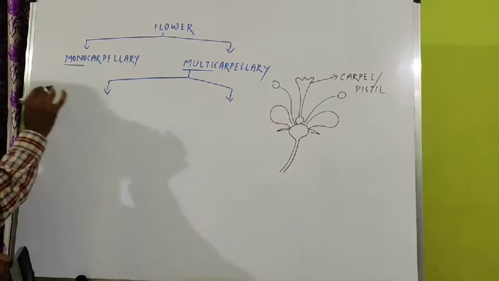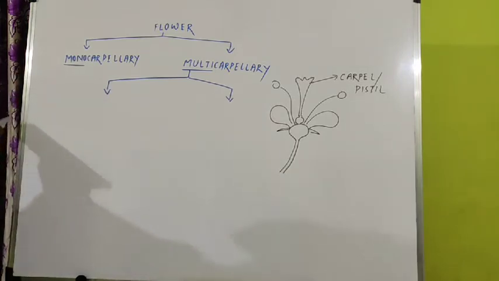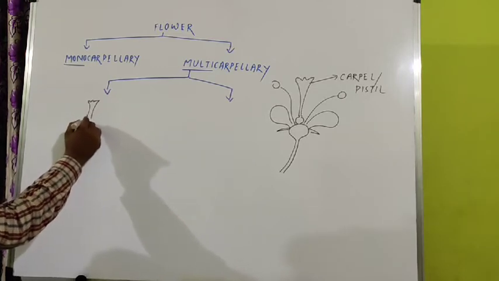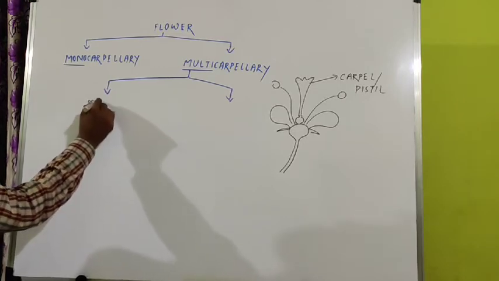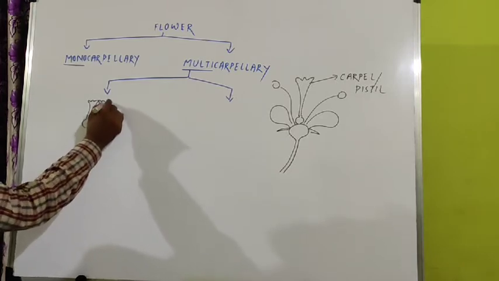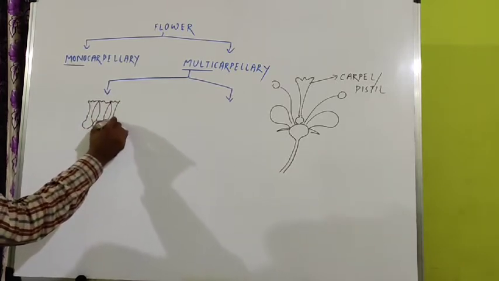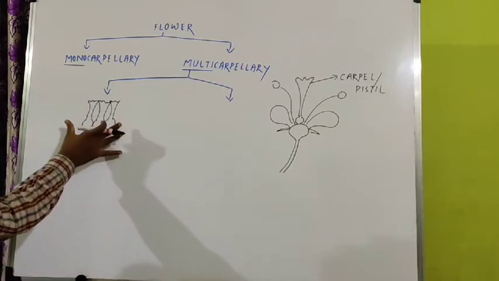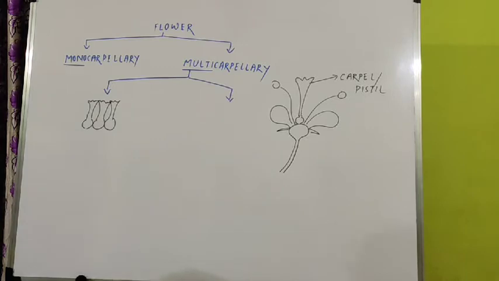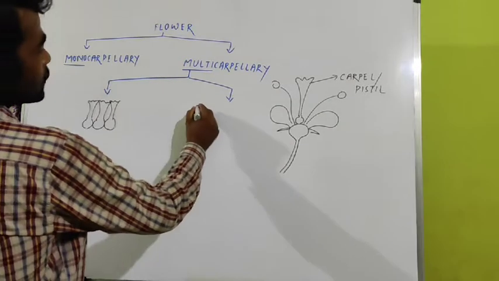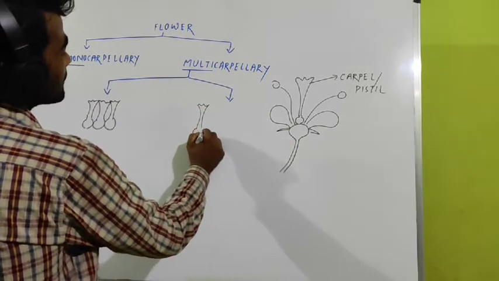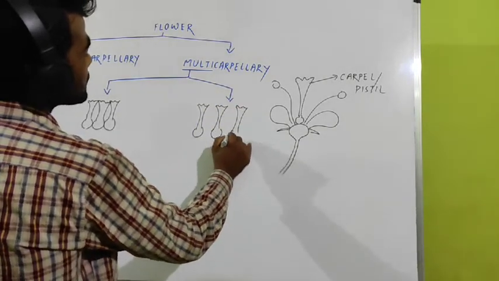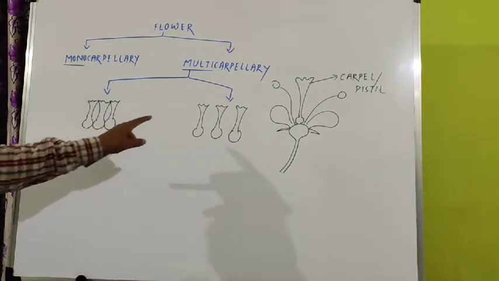First condition, sometimes in a multicarpellary flower, you find many carpels are fused or united with each other like this. Sometimes you find all the carpels are fused with each other. This is carpel number 1, 2, 3. All the three carpels are fused with each other. But sometimes the carpels are free from each other. Carpels are not united. Now you can differentiate this condition.